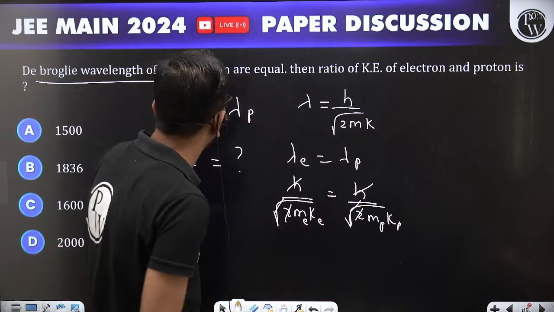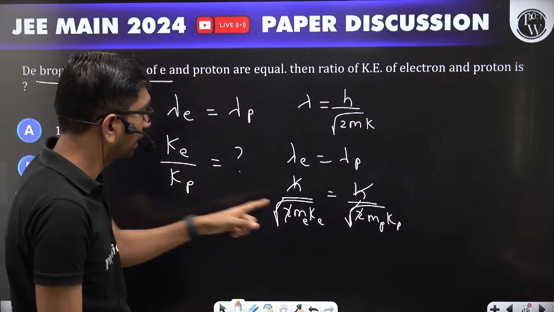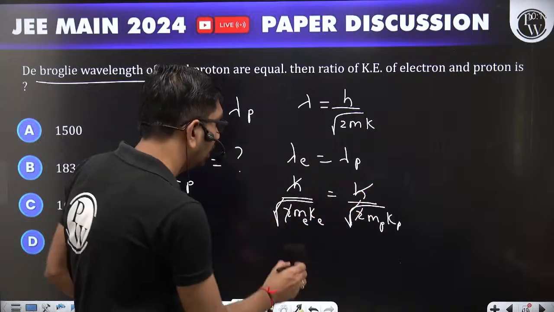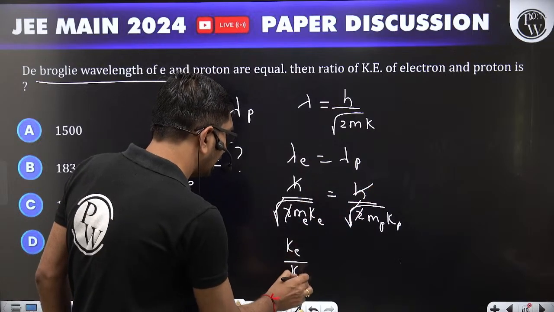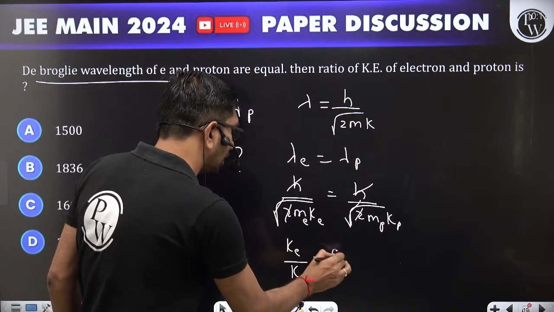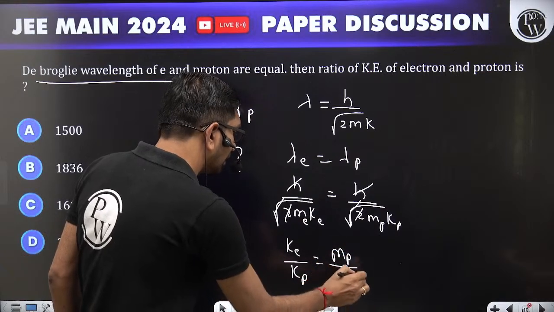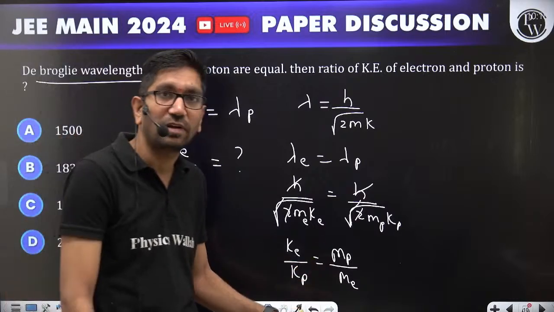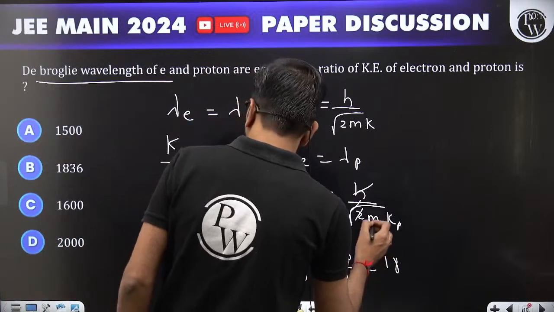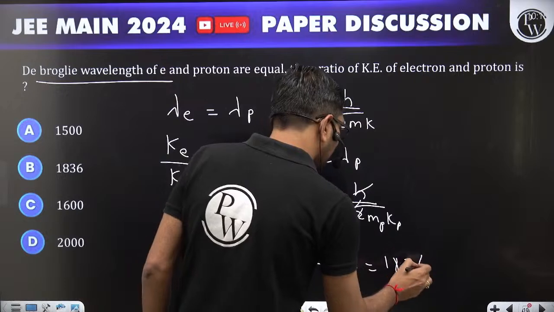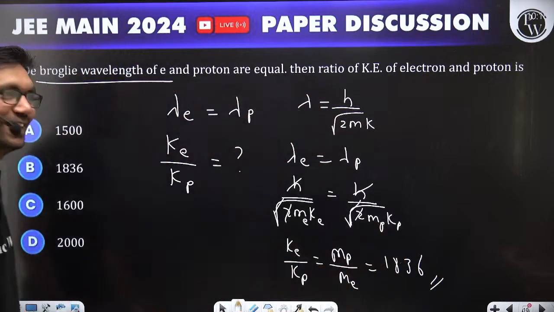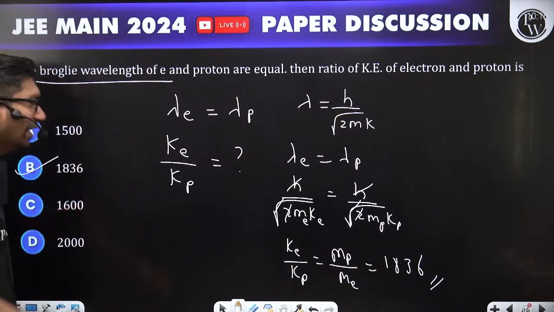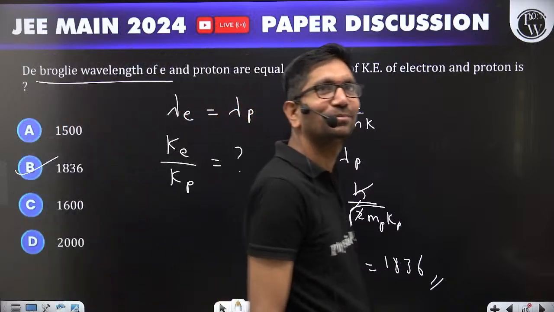So finally, what he is asking is the kinetic energy of electron by kinetic energy of proton. Sending this one here, it becomes the mass of the proton by mass of the electron. As everyone knows, the mass of a proton to the mass of an electron is 1836. This is also a very easy question you got.